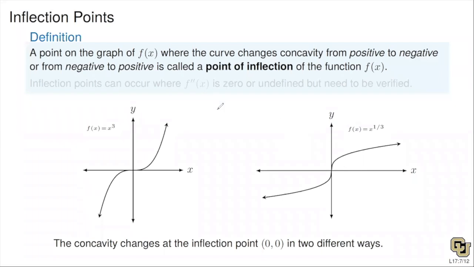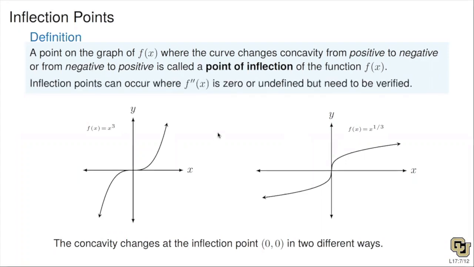So how do we find inflection points? Well, inflection points can occur where the second derivative is 0 or undefined. So what do I mean by can? We still need to verify. How?